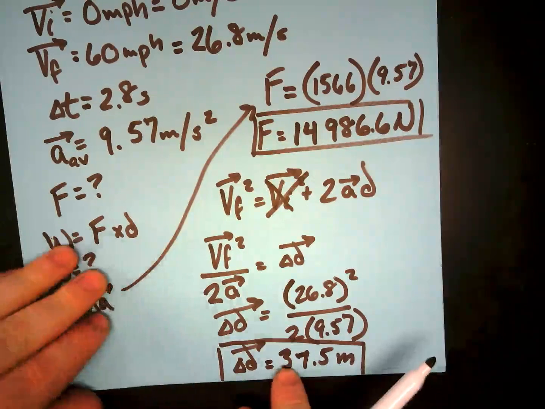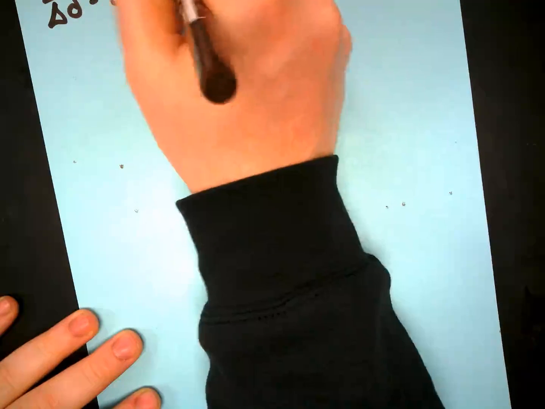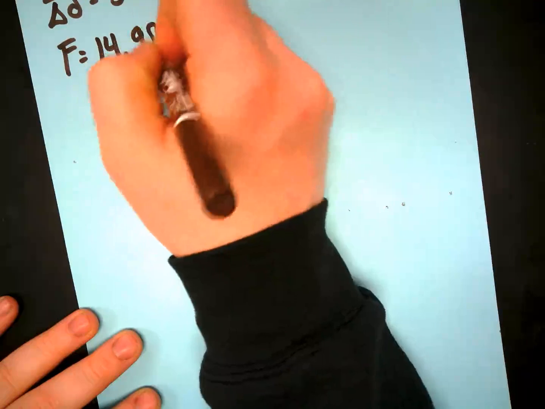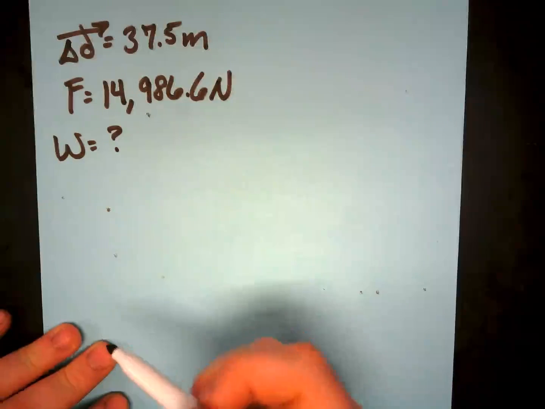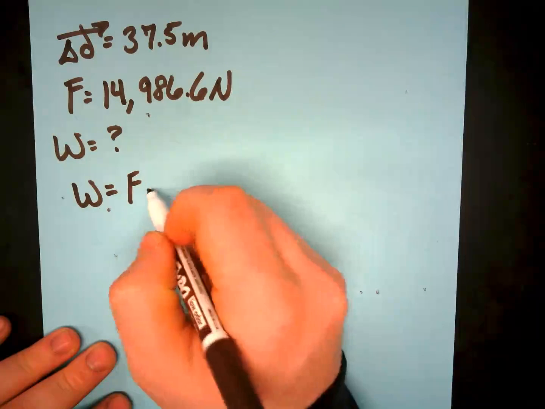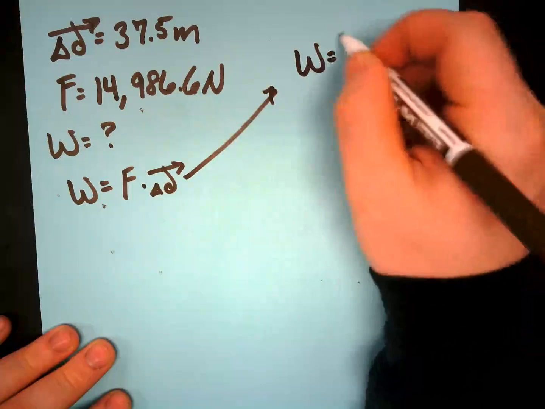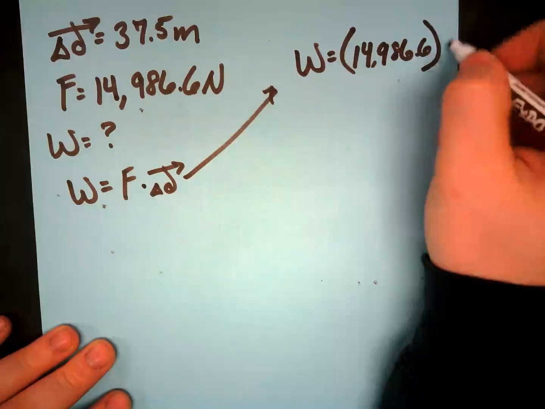Now we have distance, so let's rewrite that over here. Displacement is 37.5 meters. We have force, which is 14,986.6 newtons. Now we need to find the work done. And how much work has been done here? Well, work is equal to force times displacement. So that's going to be 14,986.6. Oops, ran out of space here.